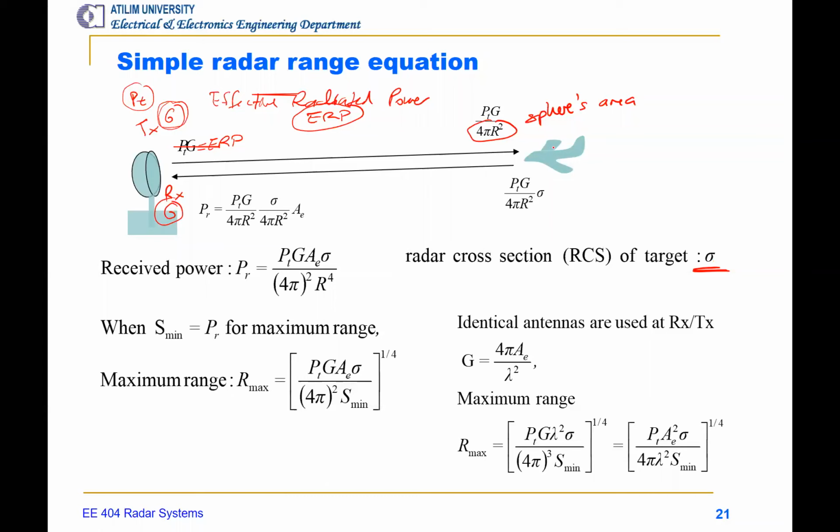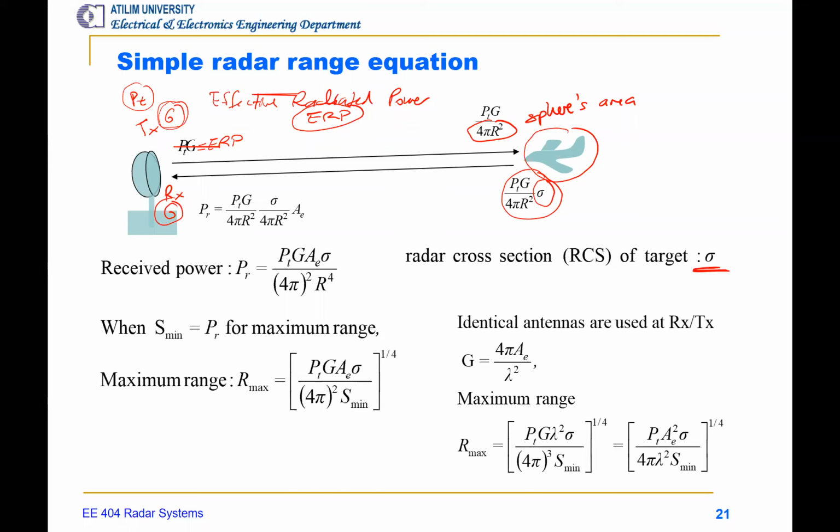So the power on the surface of the target will be PTG over 4 pi r squared times sigma, which is the RCS of the target. And it's dependent on the target. For example, your RCS is different from another person's. A notebook has a different RCS. A bird has a different RCS from another bird. So that's specific to the target. And then this is going to be the power of the target actually, which is then reflected back.